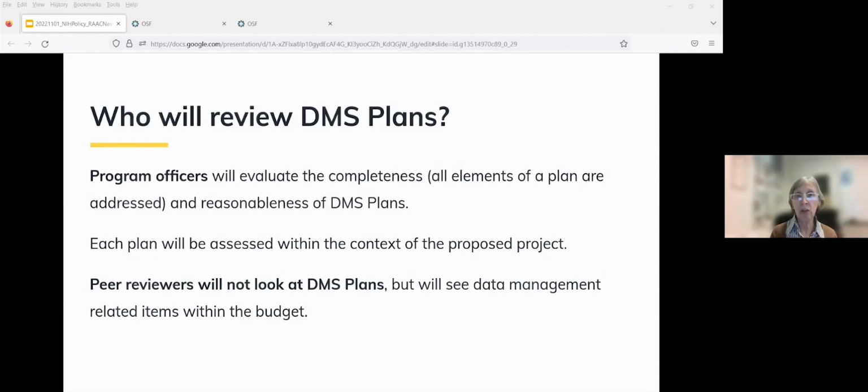The program officers are undergoing training right now as we speak at NIH, and their goal, especially in the beginning here, is to bring plans in line with the goals. So we don't need to panic. Oh, my plan isn't going to be a perfect plan.